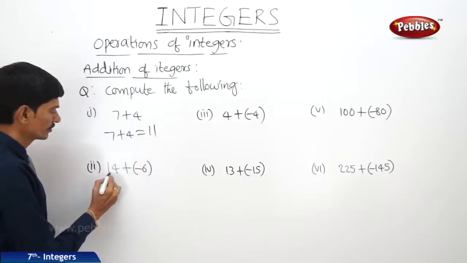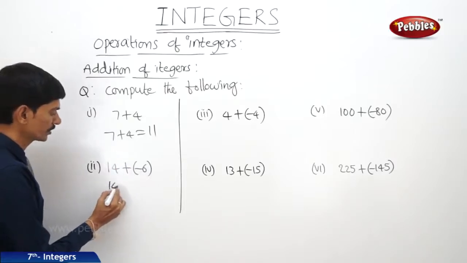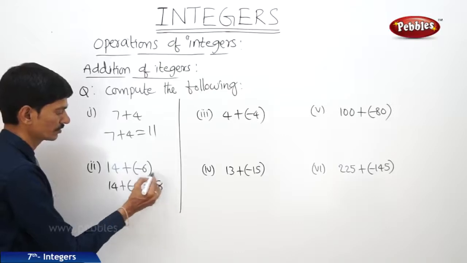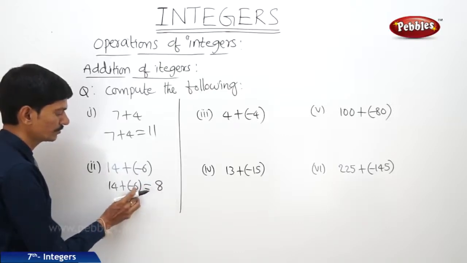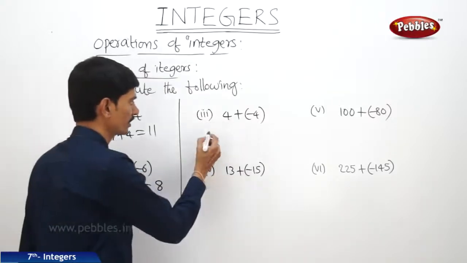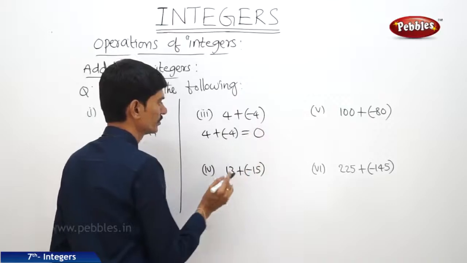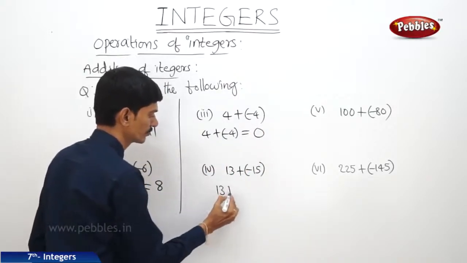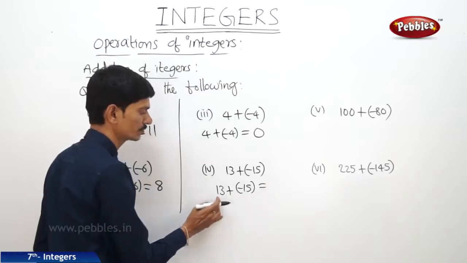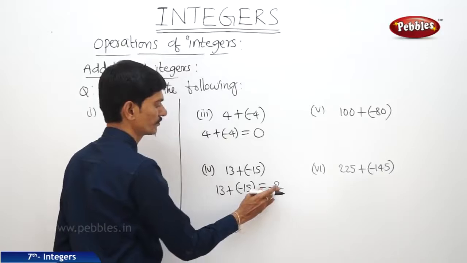Then here, second question, 14 plus minus 6. Here 14 minus 6 is 8. So here a negative integer is added to the integer 14. Now 4 plus minus 4 equals 0. And 13 plus minus 15 equals? Now 15 minus 13 is 2. And the bigger number 15 has minus, so we write minus 2.